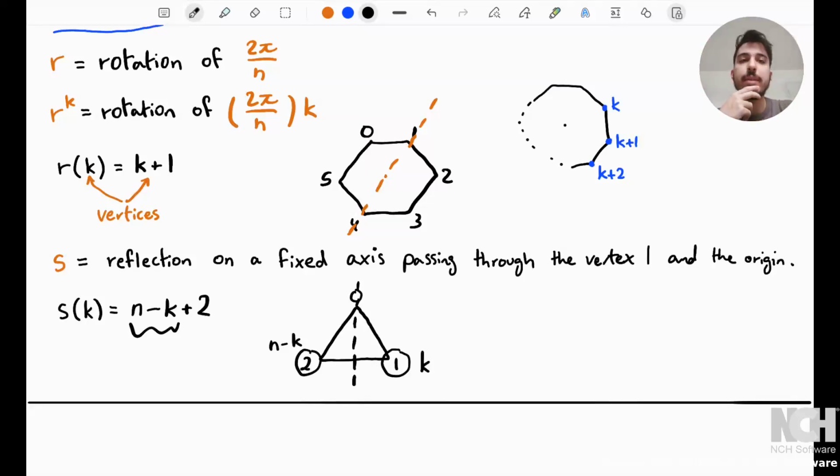But we don't only have a flipping, we have a flipping about the vertex 1, not the vertex 0. So the plus 2 here takes care of the shifting after the flipping. The plus 2 takes care of the shifting twice because of the shifting from above and the shifting from below. And therefore, we have n minus k plus 2.